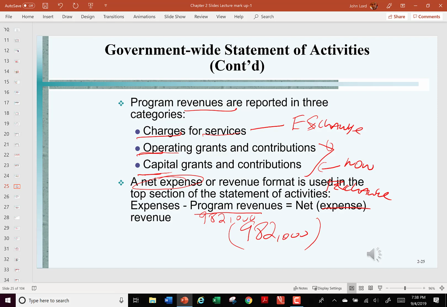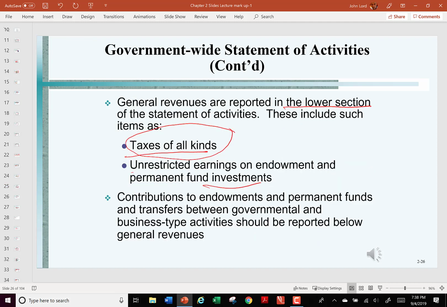We showed our expenses first. We defrayed our expenses with our program revenues, and we reported net expenses, didn't we? And we followed public safety through as 982,000. Okay. Then what? Then when we got to the lower section, there were taxes of all kinds, property taxes, whatever. And then if we had some sort of money that came in from investments and whatnot, we could also report that down in that bottom section.